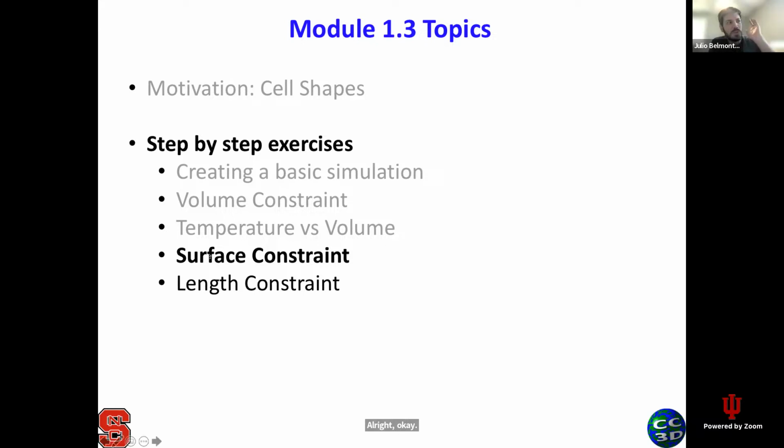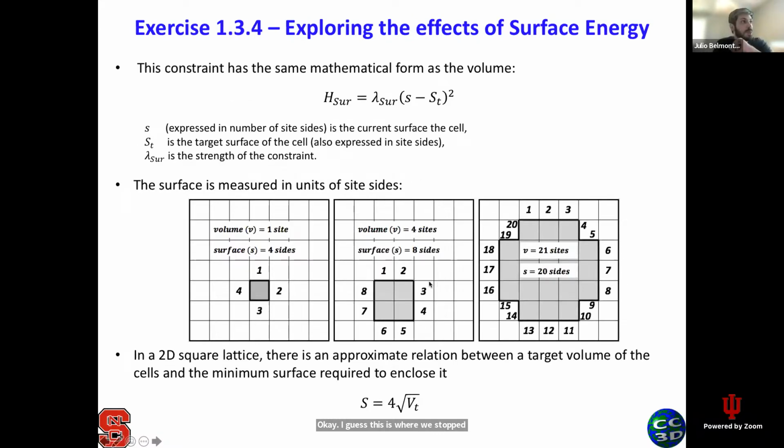Okay, so what we want to do now is explore the surface constraint plugin. I guess this is where we stopped. And so the surface plugin constraint has exactly the same formulas as the volume plugin. It's a Hookean-like type of constraint. You have a target value property that's compared against the current value property, and any deviation is squared, so it doesn't matter if you're above or below.